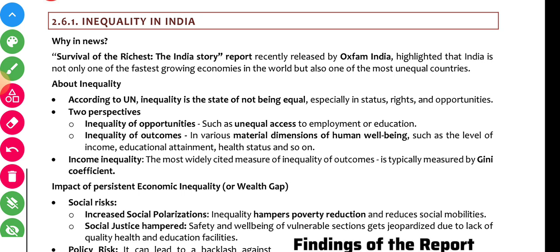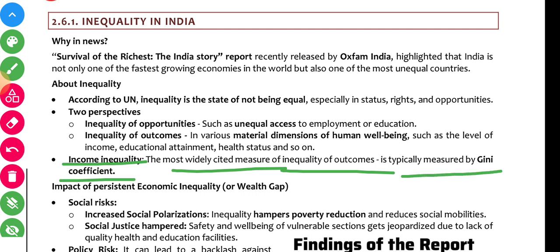About inequality, according to UN, inequality is the state of not being equal, especially in status, rights, and opportunities. Two perspectives: inequality of opportunities, such as unequal access to employment or education. Next is inequality of outcomes in various material dimensions of human well-being such as level of income, educational attainment, health status, and so on. Income inequality. The most widely cited measure of inequality of outcomes is typically measured by Gini coefficient.